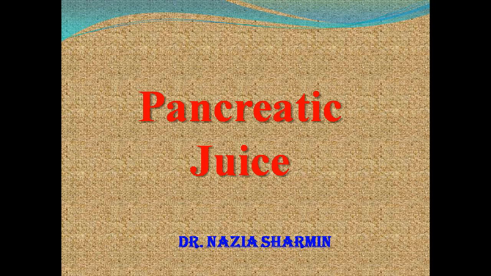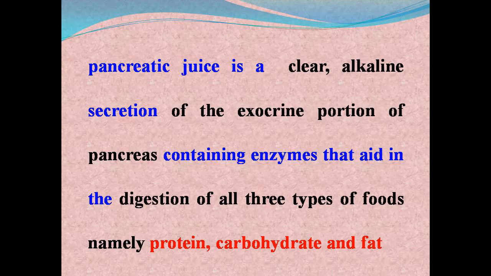Today I am describing the remaining three digestive juices. These are pancreatic juice, bile and Succus entericus. First of all, pancreatic juice. Pancreatic juice is a clear, alkaline type of secretion of the exocrine portion of pancreas containing enzymes that aid in the digestion of all three types of foods, namely protein, carbohydrate and fat.